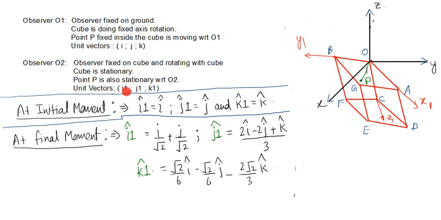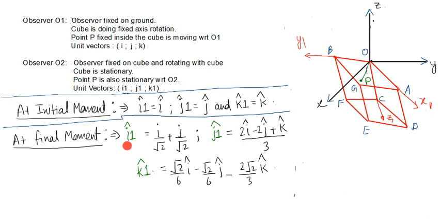Similarly, I1, J1 and K1 are the unit vectors along positive x-axis, positive y-axis and positive z-axis in the frame of reference of O2. Now at the initial moment, the coordinate axes of O1 and O2 were coinciding with each other. So these unit vectors I1 cap, they were also equal. So I1 cap was equal to I cap, J1 cap was equal to J cap, and K1 cap was equal to K cap. So this was at the initial moment.